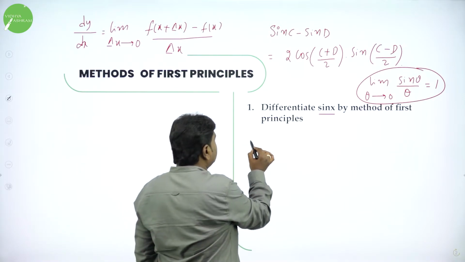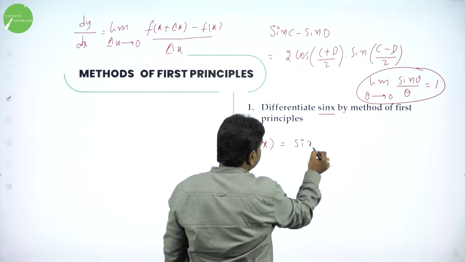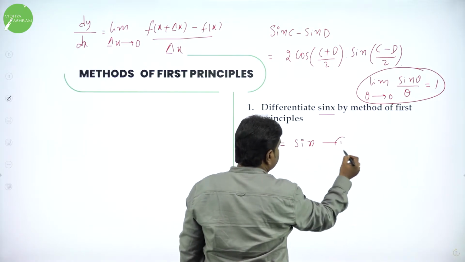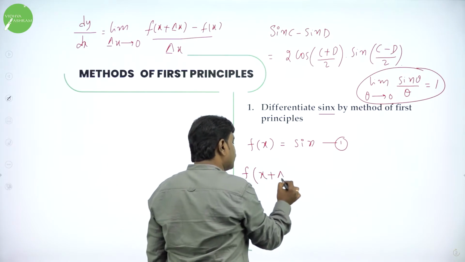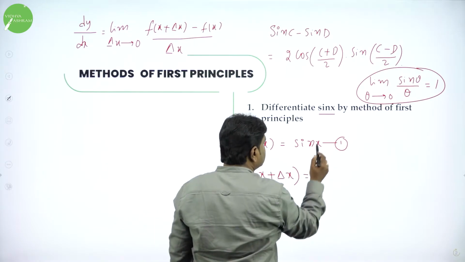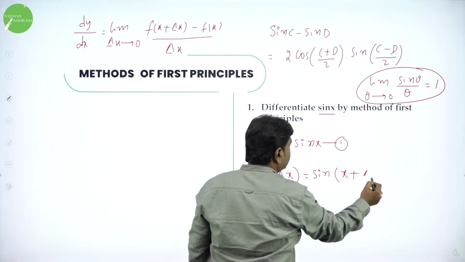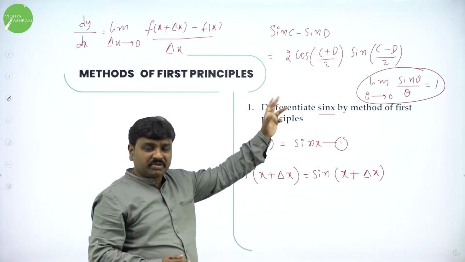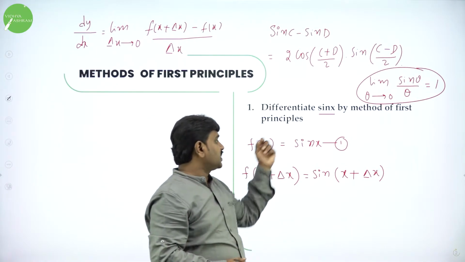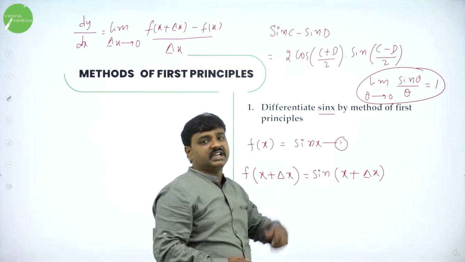We'll take f of x. Let f of x is equal to sin x. The given function, I call it sin x. Then find f of x plus delta x. What is f of x plus delta x? In the place of x, put x plus delta x. So it will become sin of x plus delta x. So now they want you to differentiate sin x by method of first principles. Take sin x as f of x. Then f of x plus delta x becomes sin of x plus delta x.